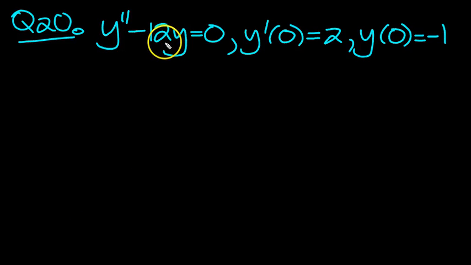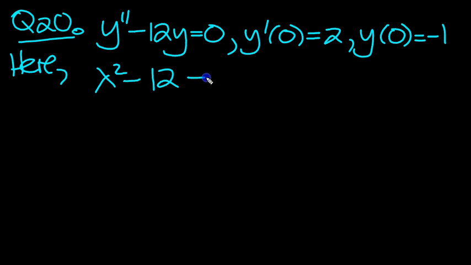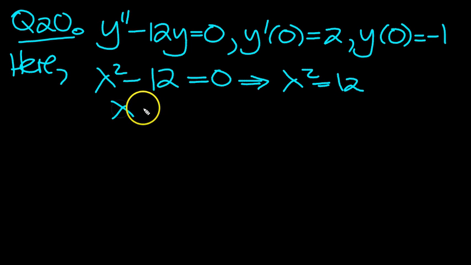y double dashed minus 12y equals 0, and we've got these initial conditions here. So let's write down the auxiliary equation then. Here we've got lambda squared minus 12 equals 0. There's no y dash term, so there's no lambda term here. So we can straight away do lambda squared equals 12, then move the 12 across, square root both sides.